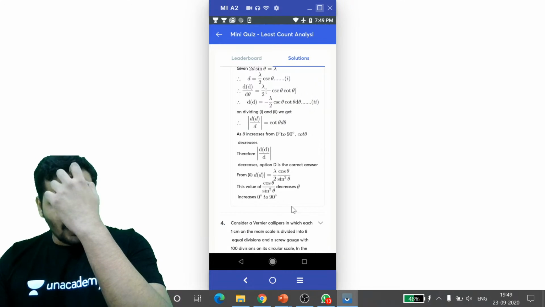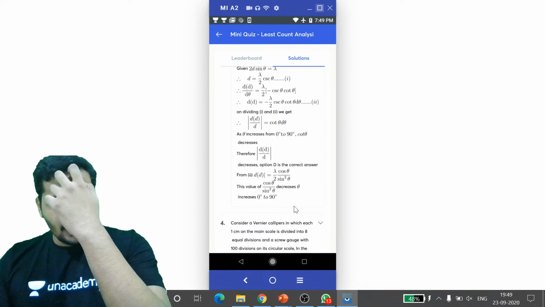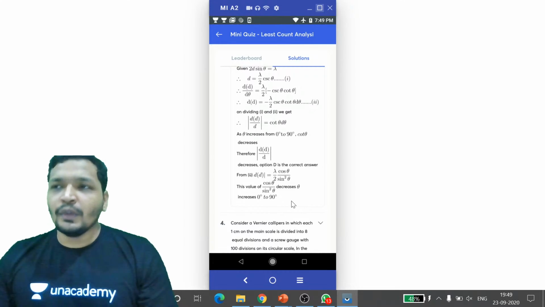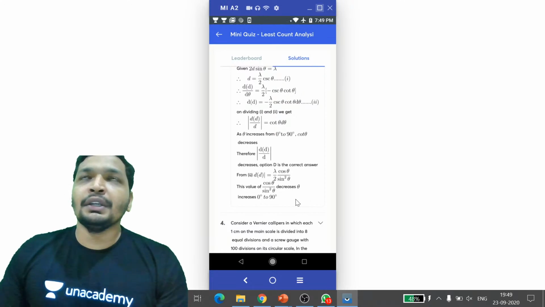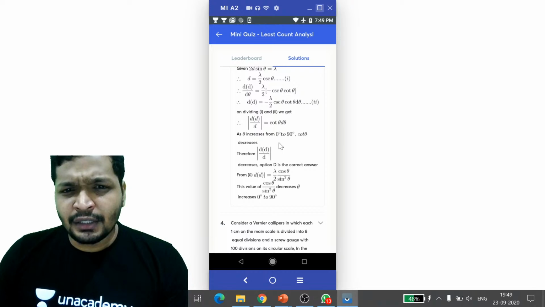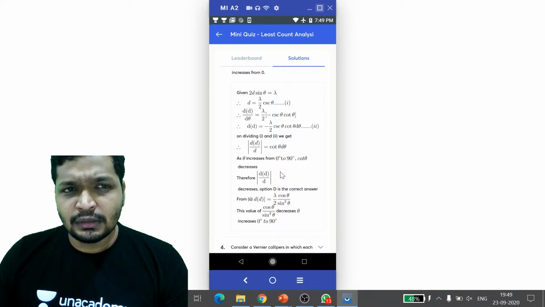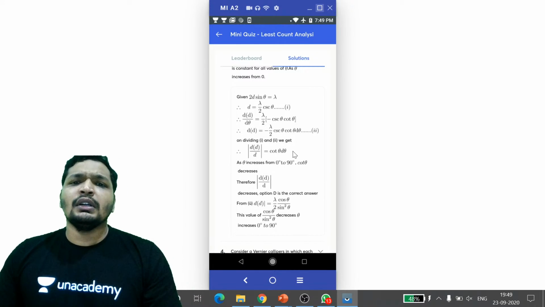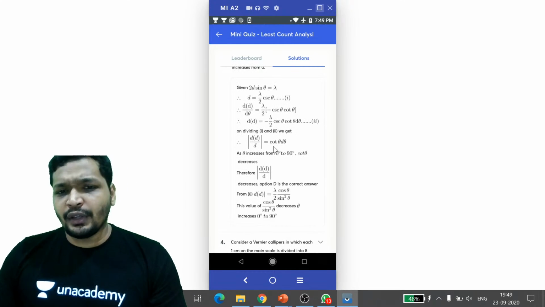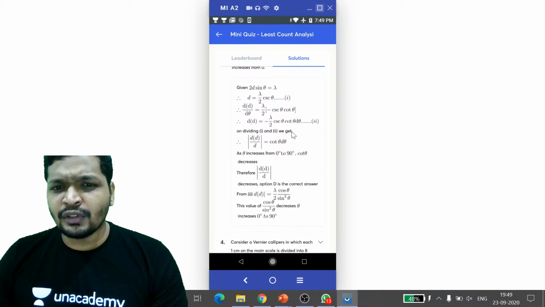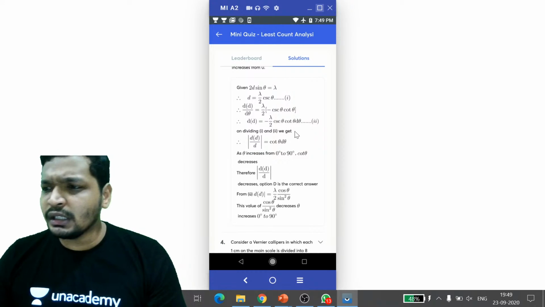Just a moment. If you differentiate 1 by cos theta, it's going to be tan theta into cot theta. Anyway, you can have a look at the numerical. Differentiated, it gives you cosec theta, cot theta, d theta.